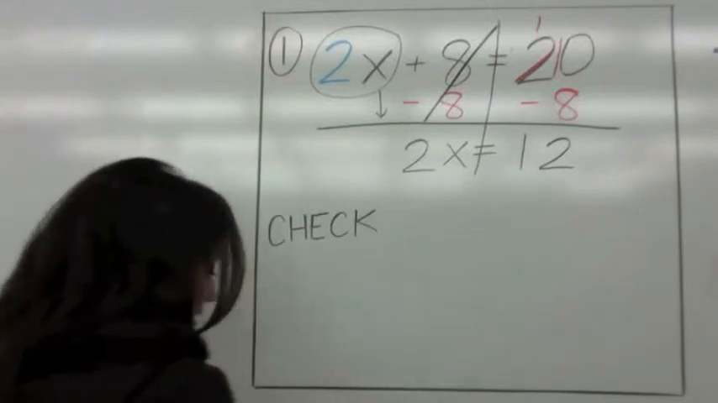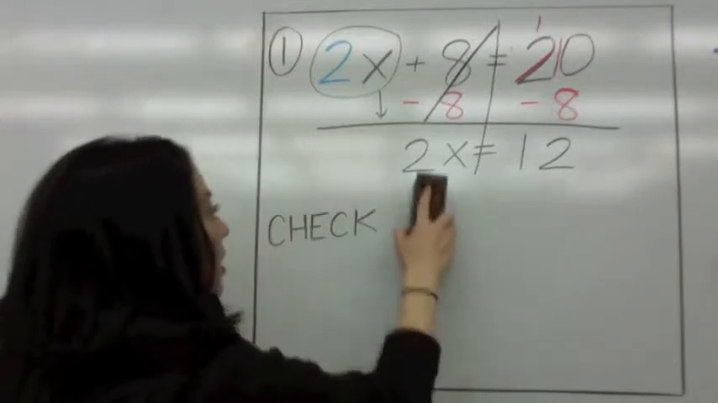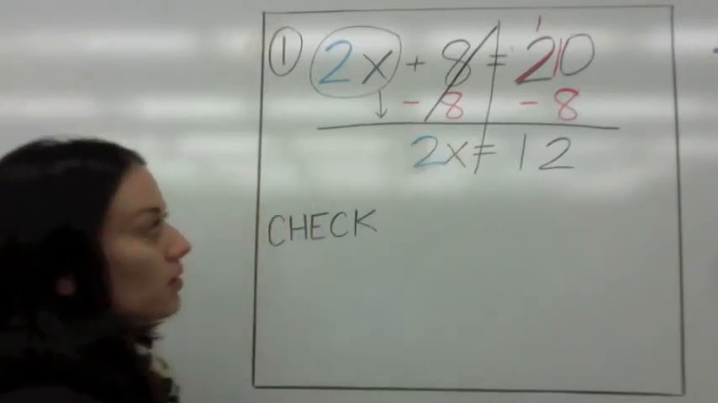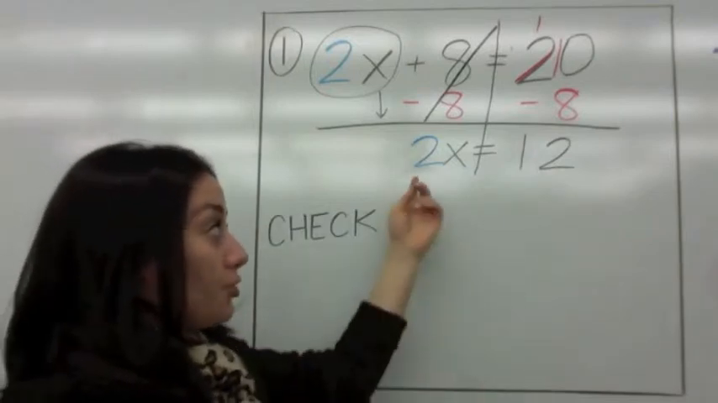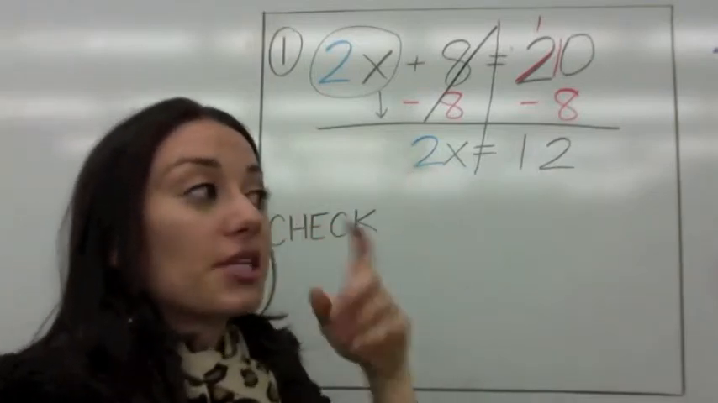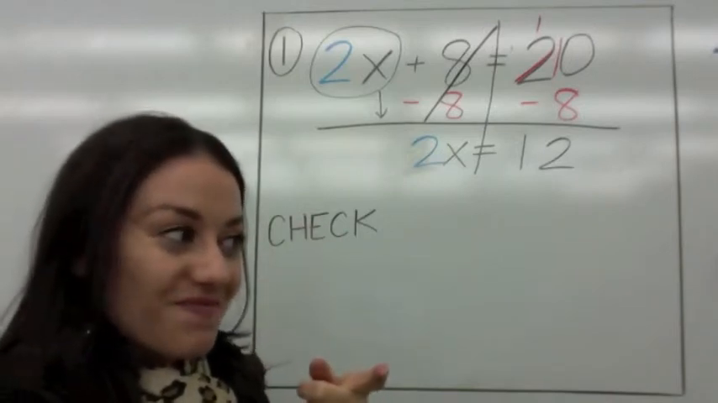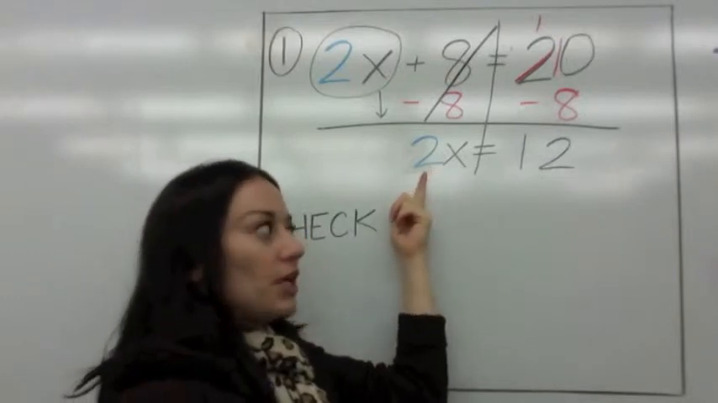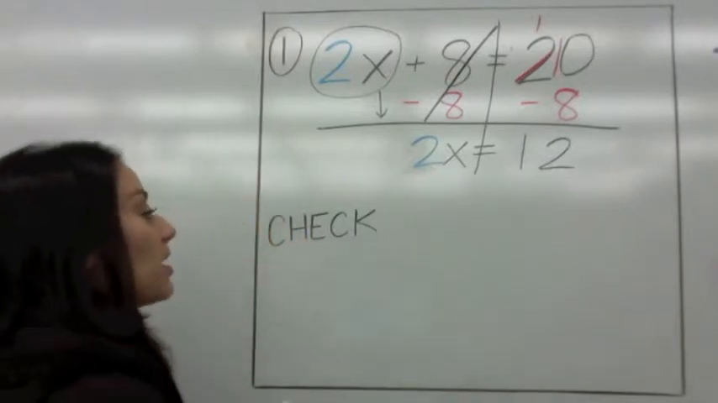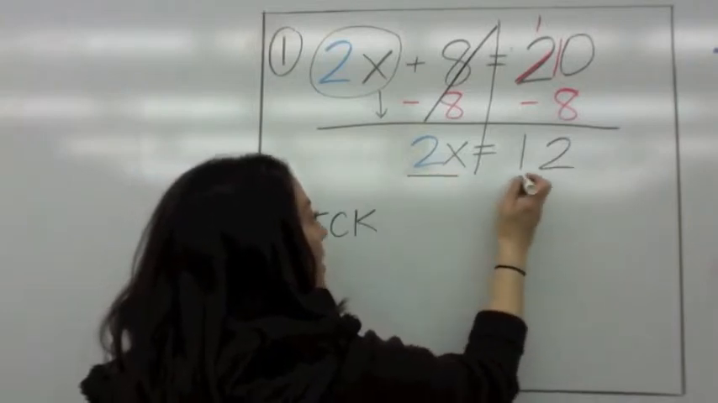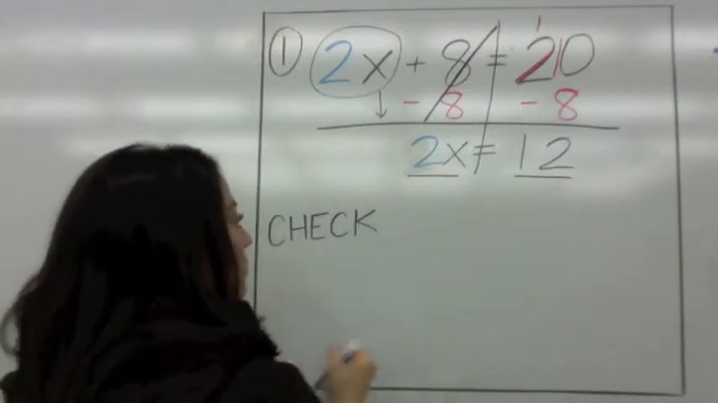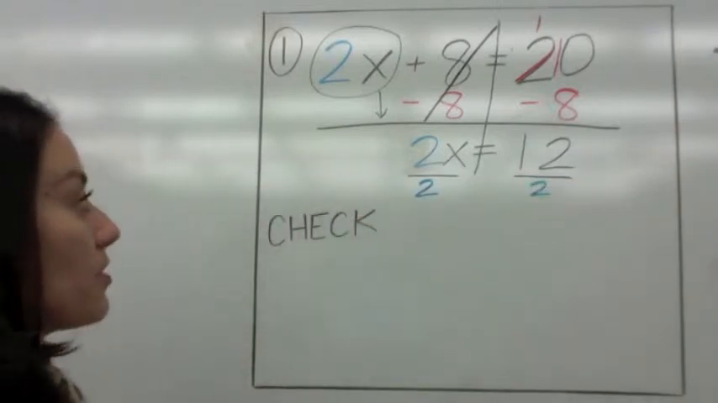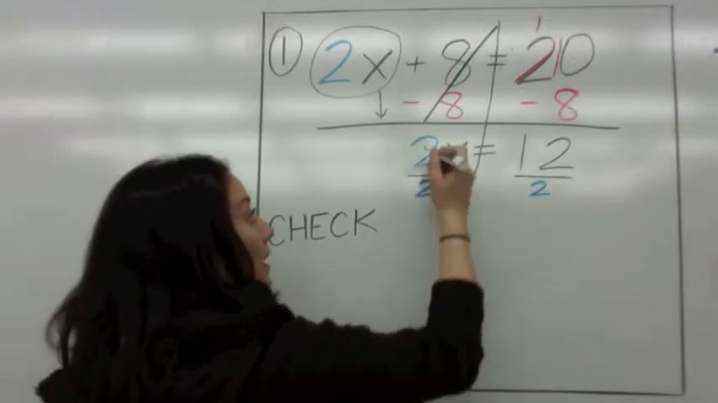2x equals 12. Now remember, I'm going to make it blue. Can you tell me what the number 2 is called? It's Mr. 2, right? You have Mr. 2 and Miss X. Mr. 2 is called, starts with a C, remember? Coefficient. So the second step is to divide both sides by the coefficient. So what are you going to divide both sides by? You're going to divide by 2. Make the division bar, divide by 2, divide by 2. Very good. And now remember that any number divided by itself is 1.